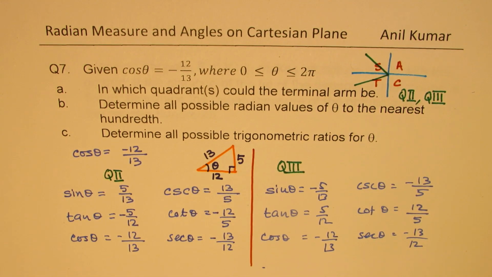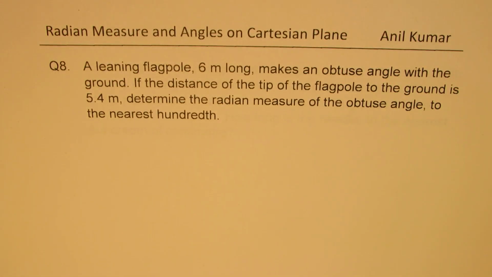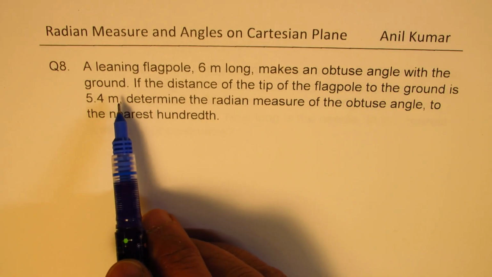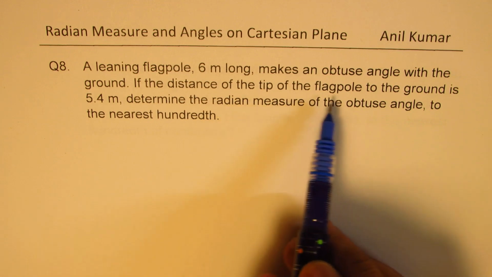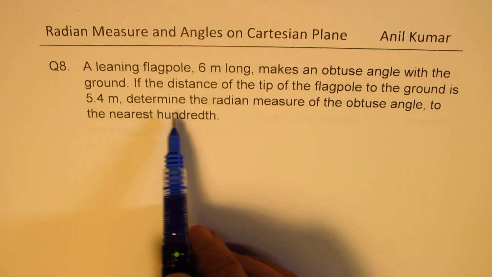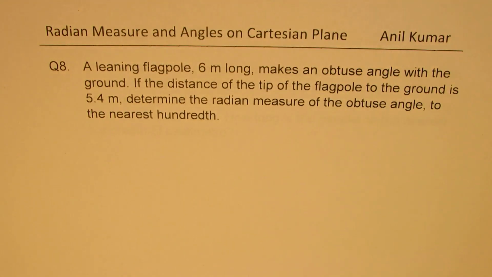Perfect. Now let's take up question number 8. A leaning flagpole, 6 meters long, makes an obtuse angle with the ground. If the distance of the tip of the flagpole to the ground is 5.4 meters, determine the radian measure of the obtuse angle to the nearest hundredth, right?